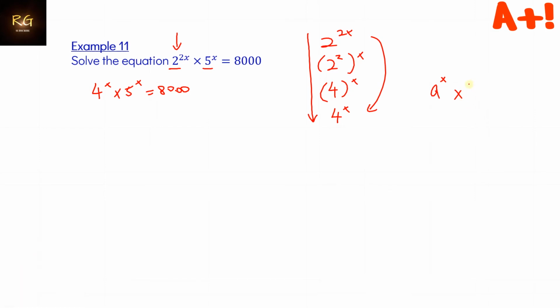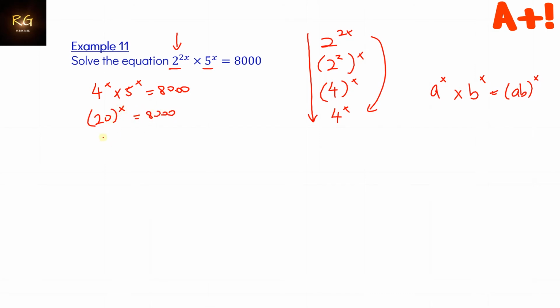When you want to multiply a to the power of x with b to the power of x, the rule is very simple. We can multiply a and b together and then put the x outside. It's very simple as that. So we are going to use a similar method here. 4 and 5 we can multiply together, so it's going to be 20, right? So the x we can factorize out like this, equals 8,000.